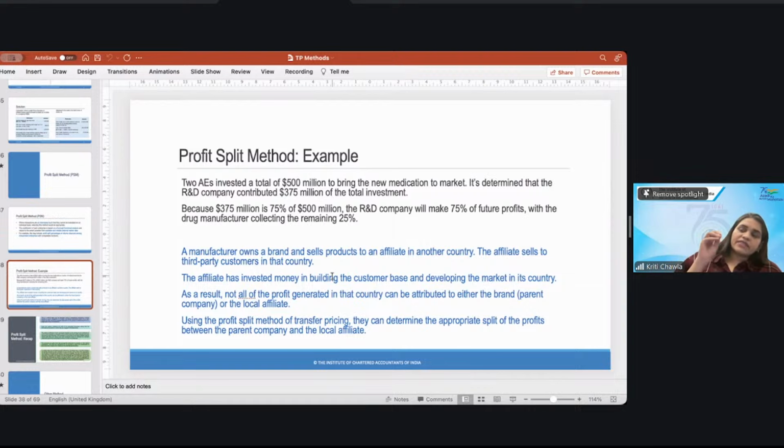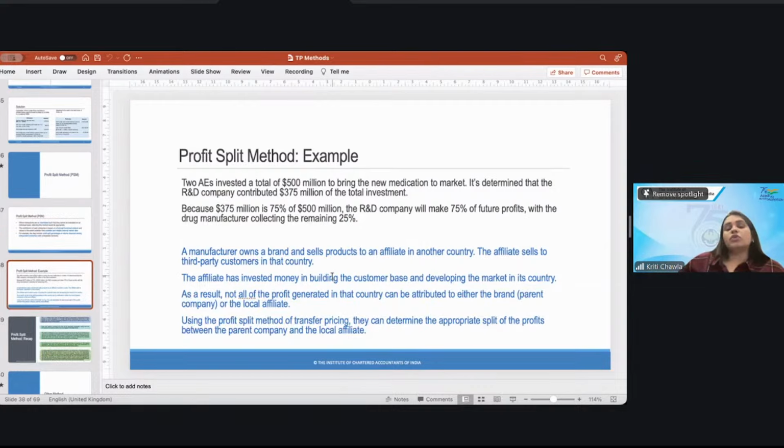So whatever profit is actually generated, it should be going to the manufacturer for building the brand. It should also be going to the affiliate company in the other country. Now the point is, how do you really split this particular profit?